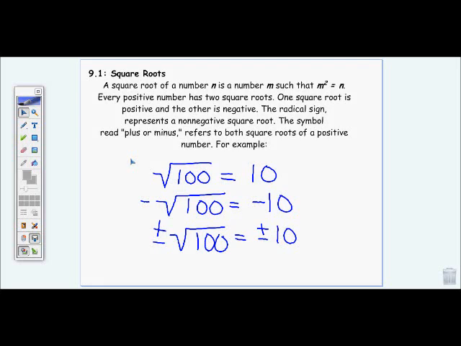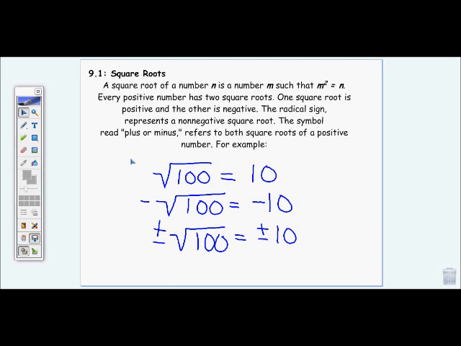Chapter 9 starts out with some concepts about real numbers. These concepts are going to be needed for the more advanced algebra equations that we will get to. So the first concept is square roots.